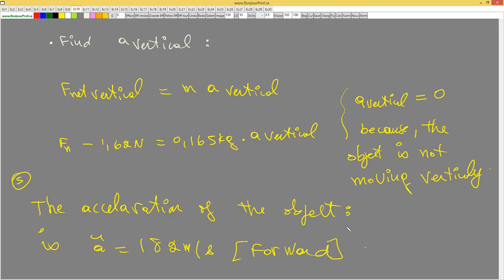Can you calculate it still? Calculate what? Vertical? The vertical is 0. If you calculate it, you'll get 0? Yeah, it is 0. That's why. If you calculate it, it is 0, because the object is not moving upward. Are you okay? Yeah.